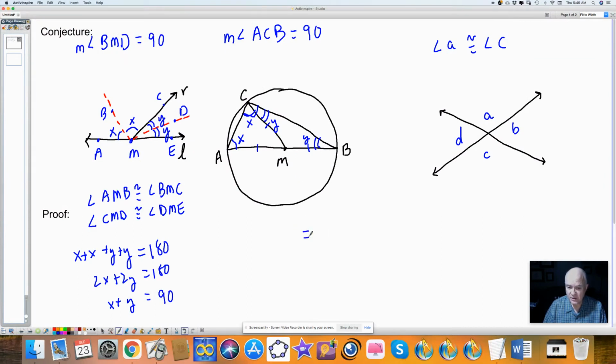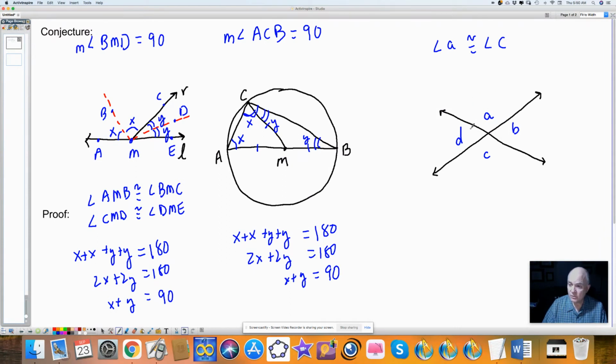Again, we know that the measures of a triangle sum to 180. So we have x plus y is equal to 180, or 2x plus 2y is equal to 180. And that means that x plus y, which would be our angle ACB, is equal to 90. Again, we've proved this.